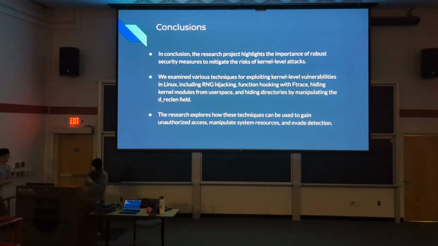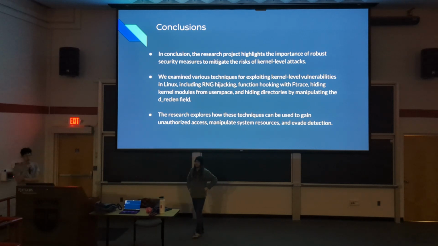And now we're just done with the conclusion. In conclusion, this research project highlights the importance of robust security measures to mitigate the risk of these kernel-level hacks. We examined various techniques for exploiting kernel-level vulnerabilities in Linux, including RNG hacking, function hooking with ftrace, hiding kernel modules from user space, and hiding directories by manipulating the d_reclen field. This research explores how these techniques can be used to gain unauthorized access, manipulate system resources, and evade detection. Thank you very much for your time, and I hope you enjoyed this presentation.